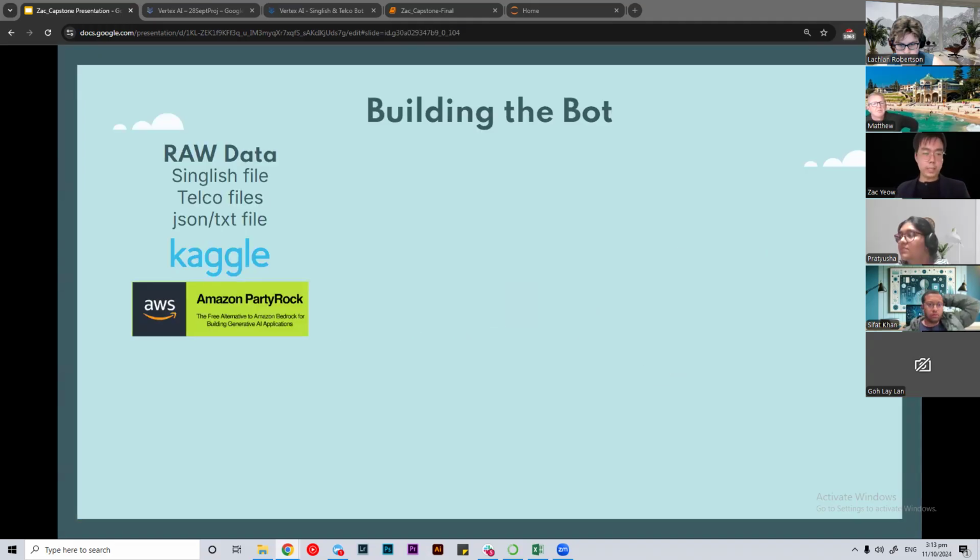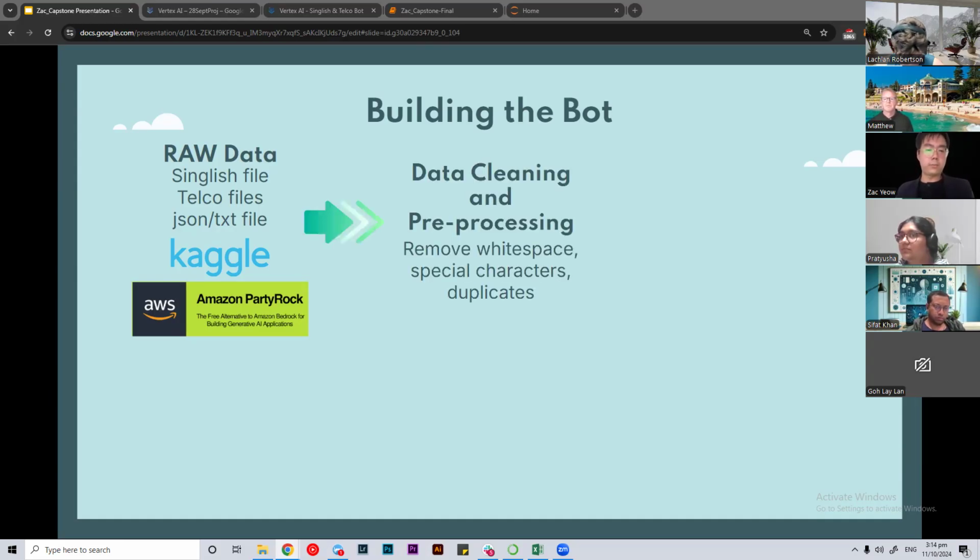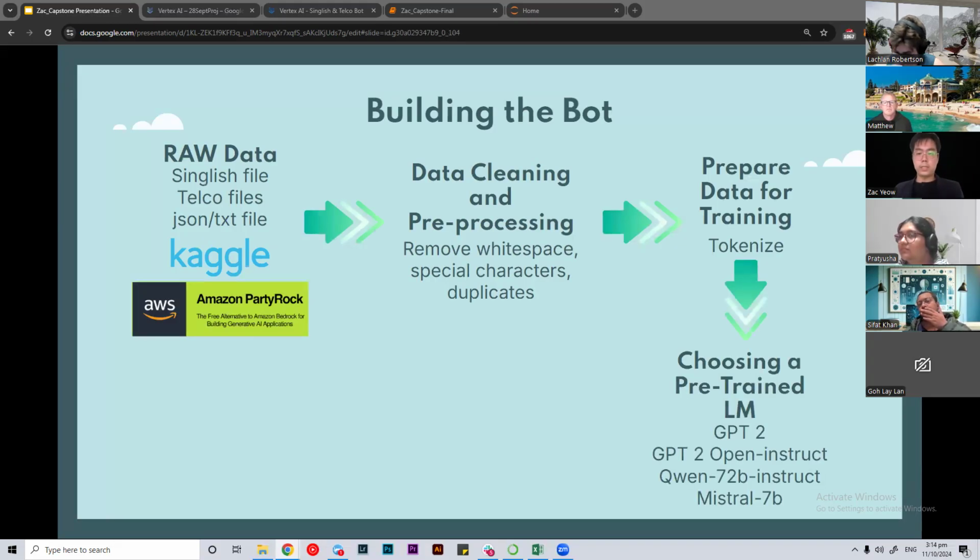So I had my raw data. I have two different files: a Singlish file from Amazon AWS, and my telco files, which I got from Kaggle. They're both in JSON and TXT format. I did some data cleaning and pre-processing, removing white spaces, special characters, and duplicates as well. There are duplicates. And then I prepared the data for training. I tokenized it. Then I chose a pre-trained language model. I tried four.